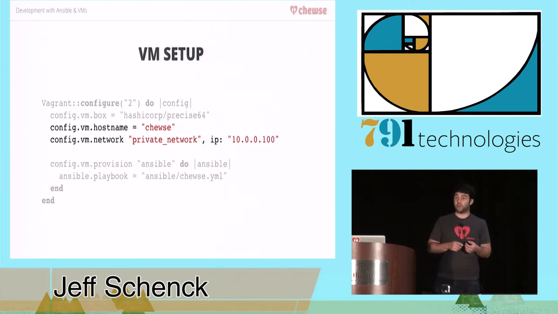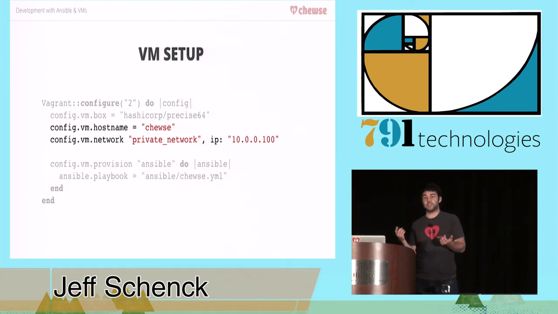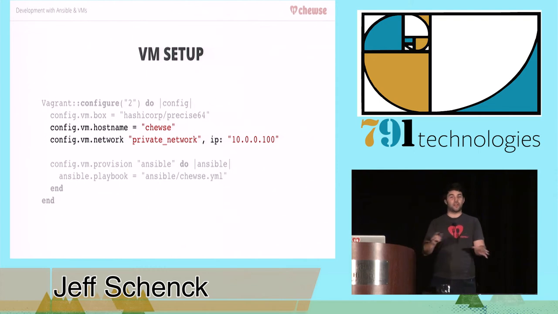Then we set up some networking, a host name, and then a private network with a static IP, 10.0.0.100 in this case. And that means that you can access that virtual machine at that IP address. And Vagrant does all that setup for you. So all that networking headachey stuff, all handled for you.